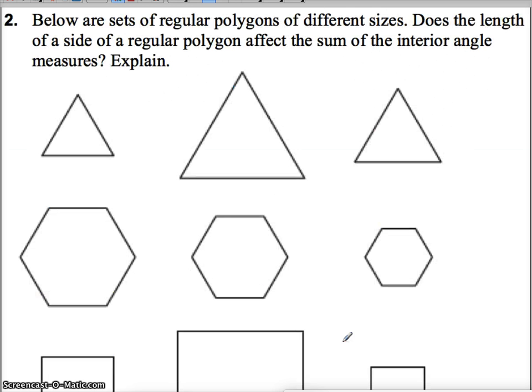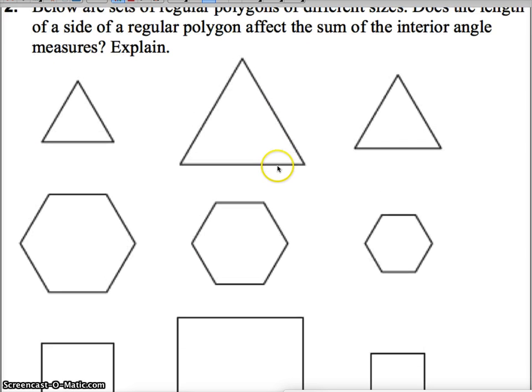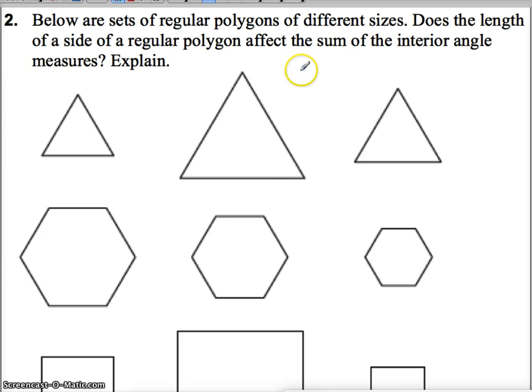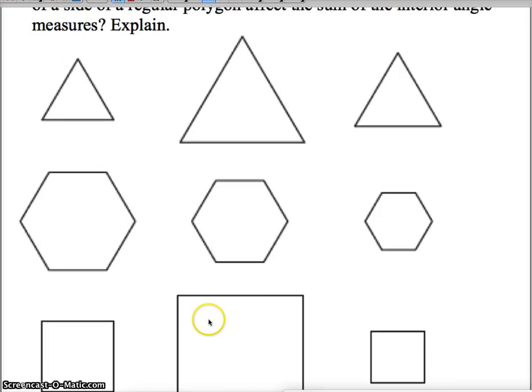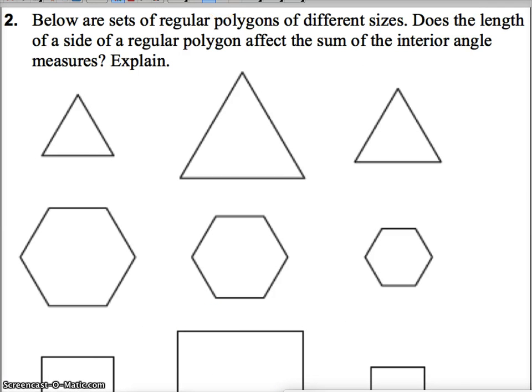Okay. All right, number 2 says, below are a set of regular polygons of different sizes. Does the length of a side of a regular polygon affect the sum of the interior angles? Okay, so they're saying that all of these are regular polygons, all triangles, all hexagons, all squares, and all pentagons. Now, what they're basically asking is this angle different from this angle and this angle? Or are they all the same no matter the size?